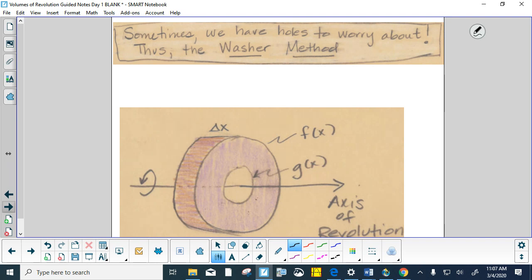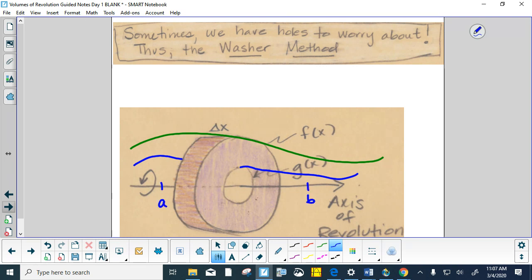Okay. So what happens then if I have some space between my area that I'm revolving and the axis of rotation? Yeah, we're going to have to subtract. But I'm going to draw here. Let's say this is the upper function, right? And then I'll make g my lower function here, right? And we're going to go from a to b here. Do you see how it's a washer? Because I'm revolving the area behind this that we can't see.